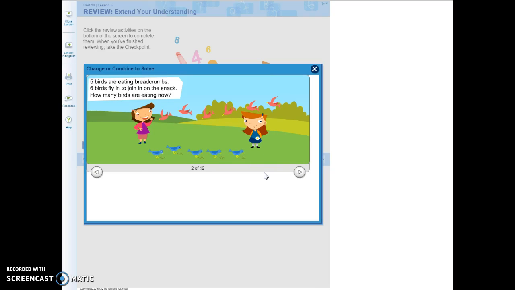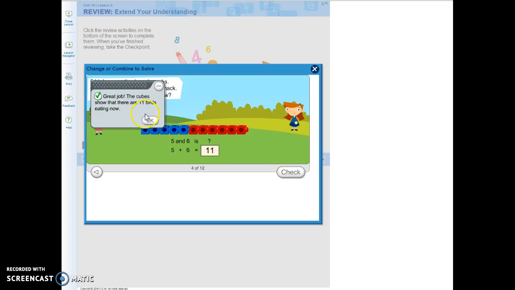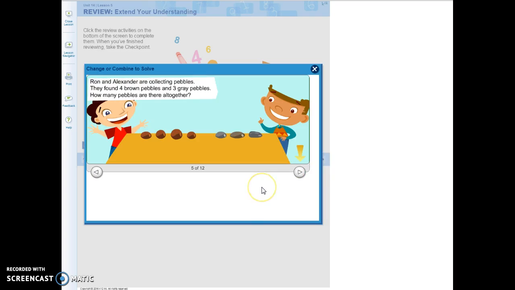5 birds are eating breadcrumbs. 6 birds fly in to join on the snack. How many are eating now? 5 birds and 6 more birds is 11 birds. There are 11 birds enjoying the breadcrumbs now. So 5 and 6 is 11. Way to go.